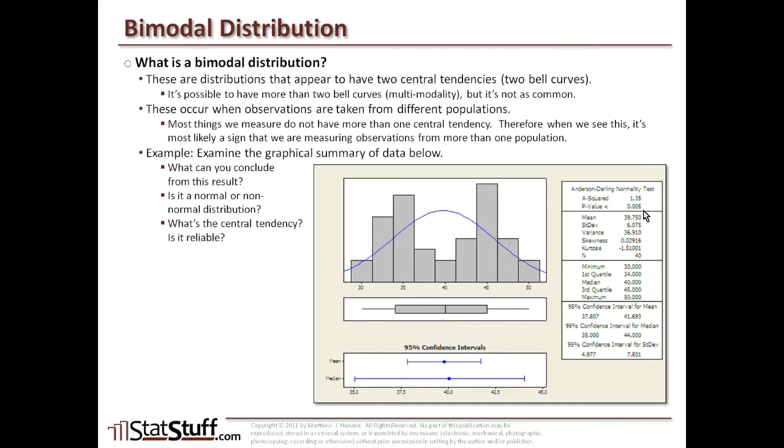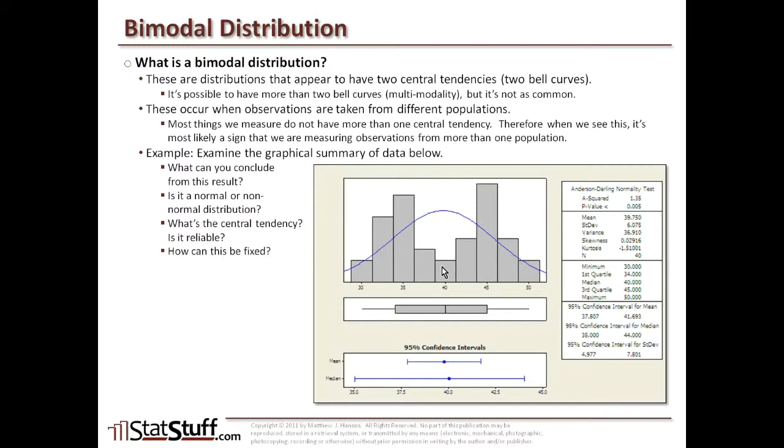So what about the central tendency? Is it reliable? Well, again, if we're looking at 39.75 and 40 as either of these methods for central tendency, we cannot trust it because it's obviously not representing the central tendency for this particular distribution.